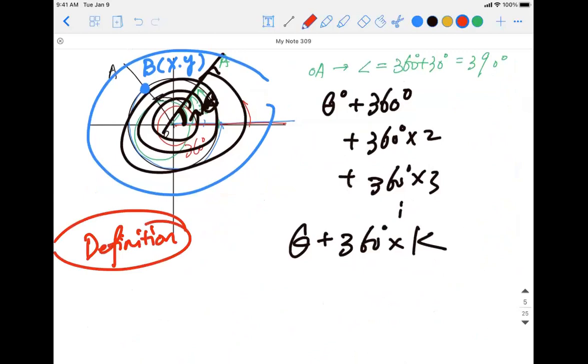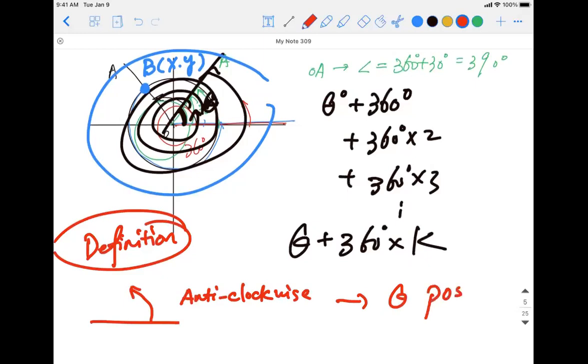We defined if you go anti-clockwise, this way, right? This is the anti-clockwise way. We define the angle you created by rotating anti-clockwise, they're positive angles. Like I said, this is 30 degrees. And if you take one turn, this is going to be 30 degrees plus 360. But regardless, this is always going to be positive.